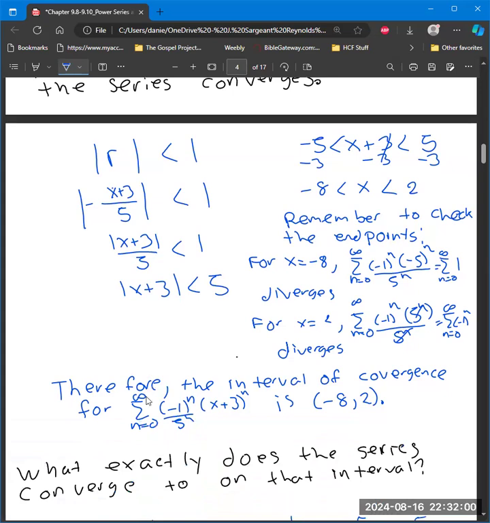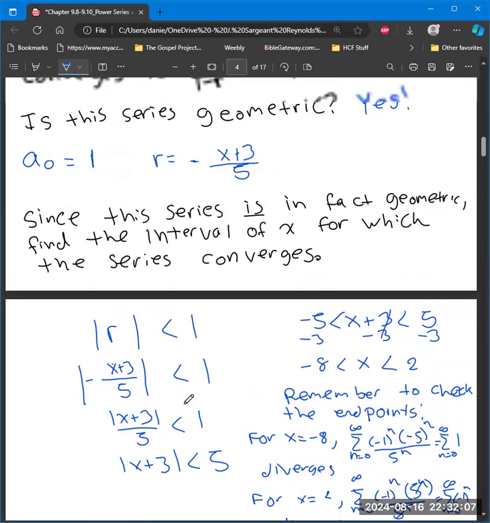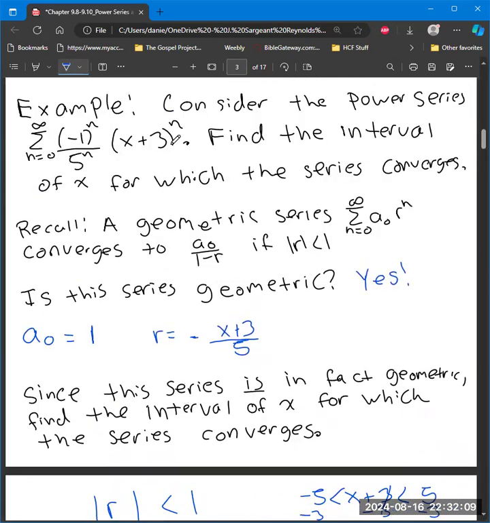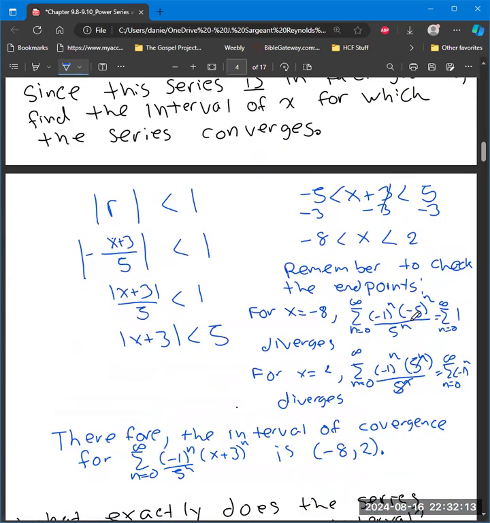So for x equals -8, I'm going to be sticking in -8 in place of x here, and I get a -5. That's where this -5 comes from here. And then -1 to the n times -5 to the n is 5 to the n, which will cancel out with that 5 to the n and give me 1. We already know that diverges. 1 plus 1 plus 1 plus 1 goes to infinity.